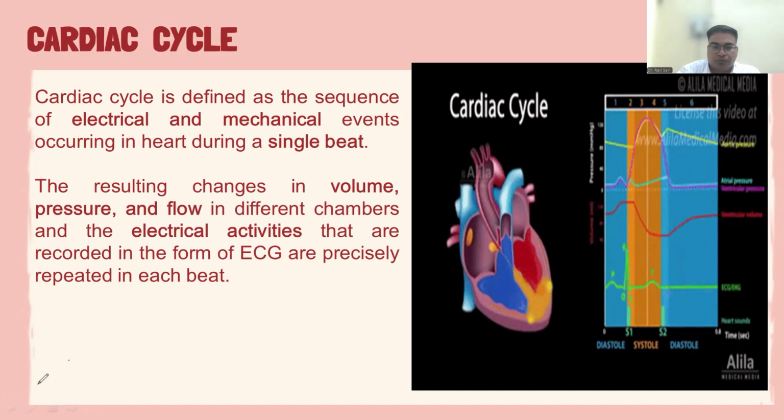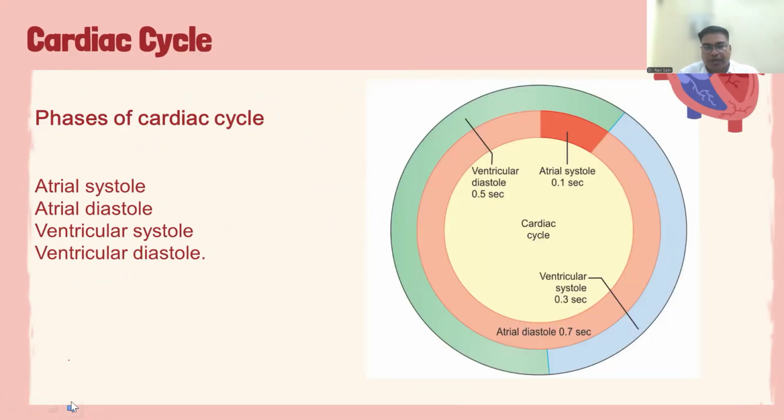Now come to the phases of cardiac cycle. Basically, we have four phases: the atrial systole, atrial diastole, ventricular systole, and ventricular diastole. These are the various durations of the phases of the cardiac cycle. In case of atrial systole, it is around 0.1 second, and the atrial diastole is 0.7 seconds. In case of ventricular diastole, it is around 0.5 seconds, and ventricular systole is around 0.3 seconds.